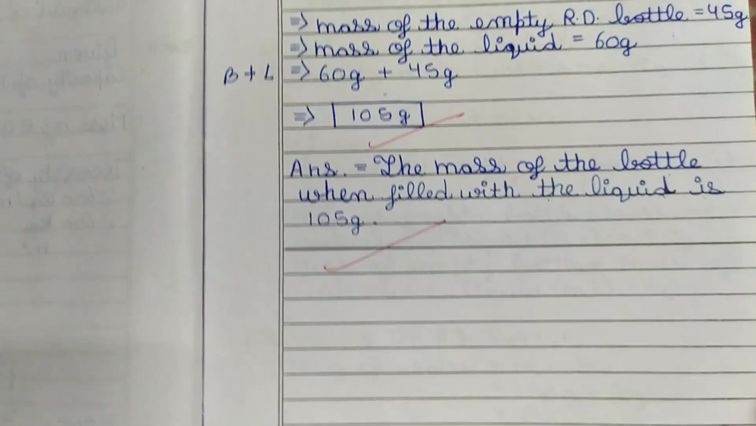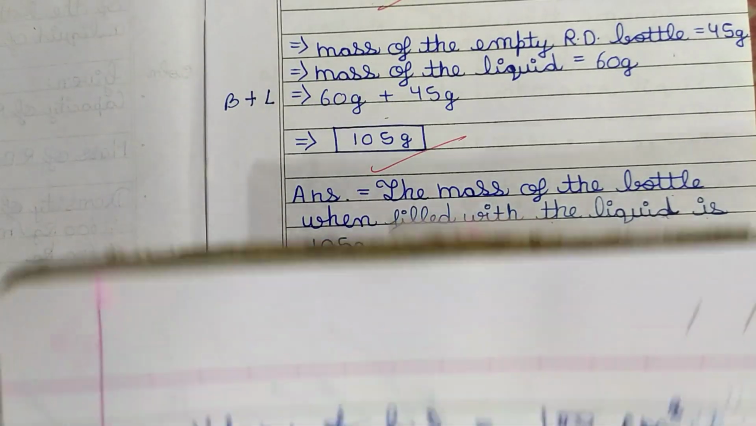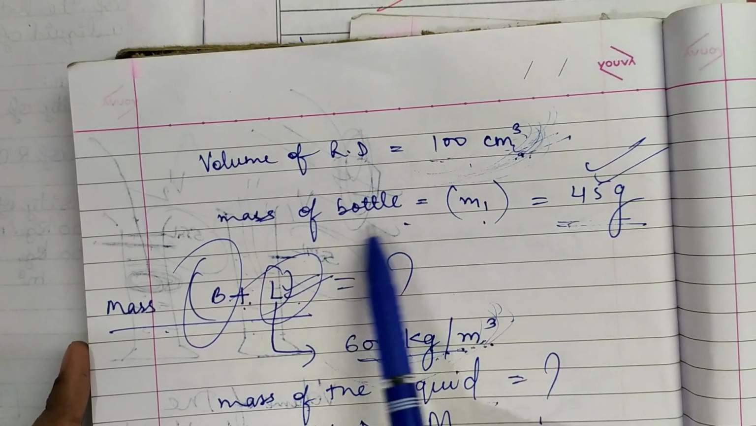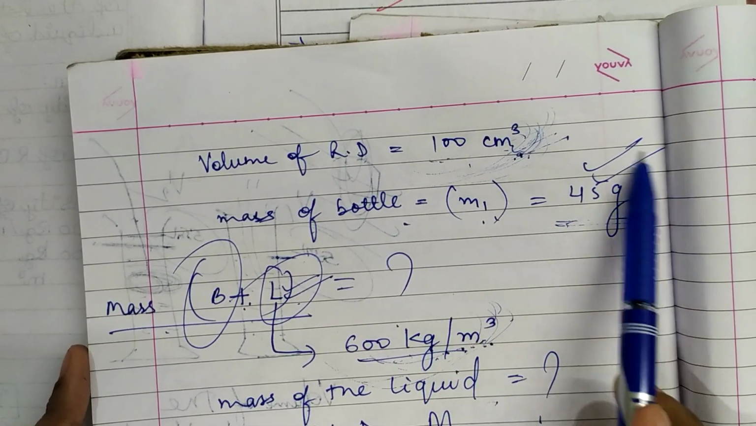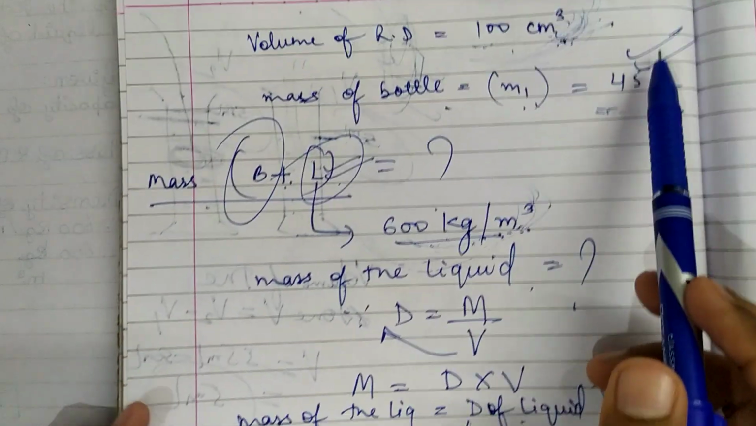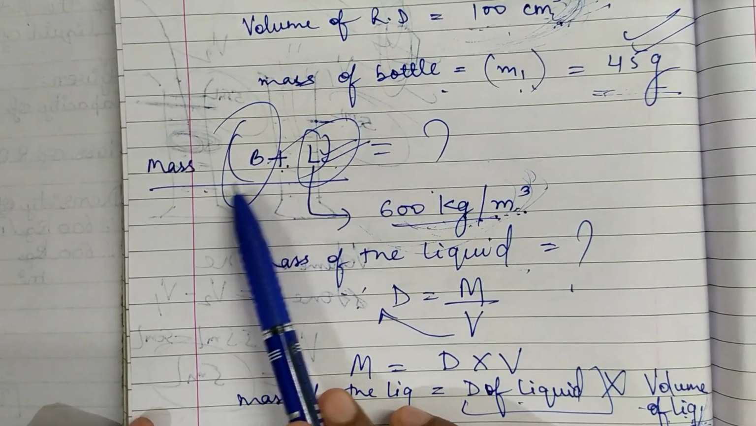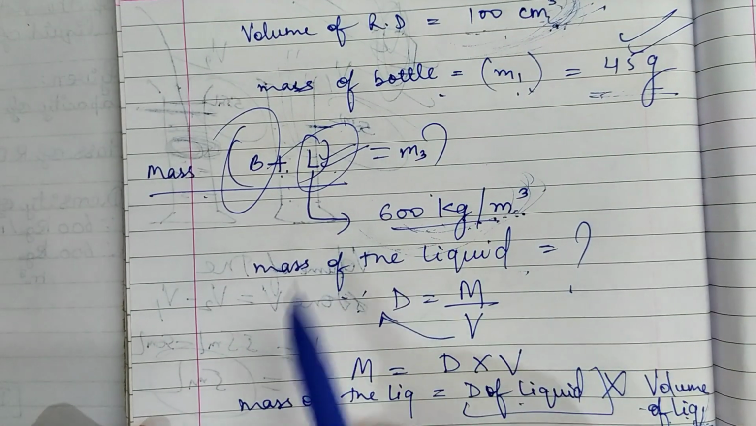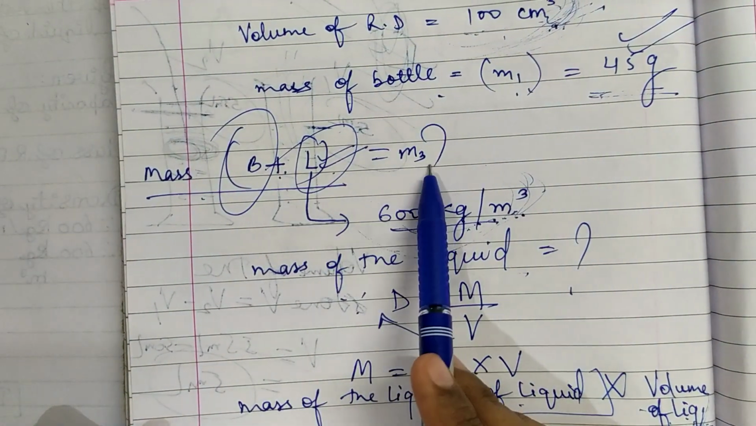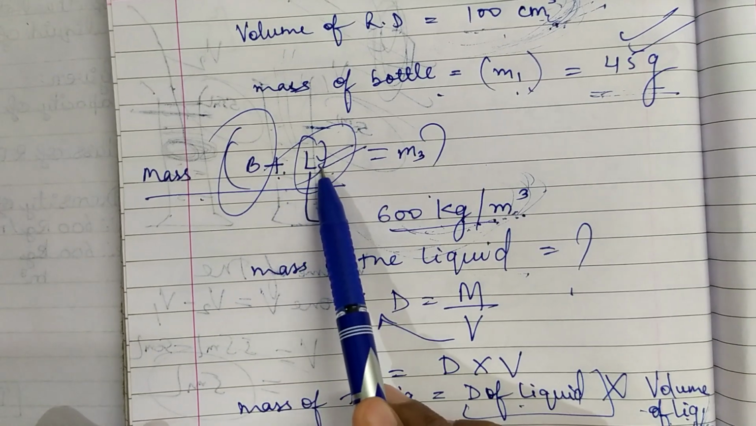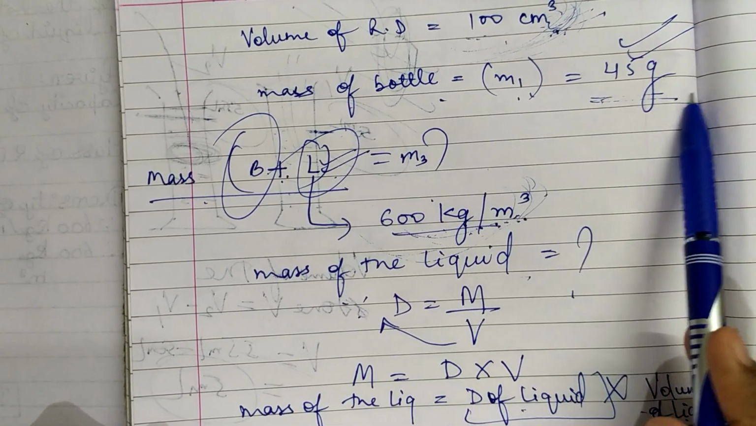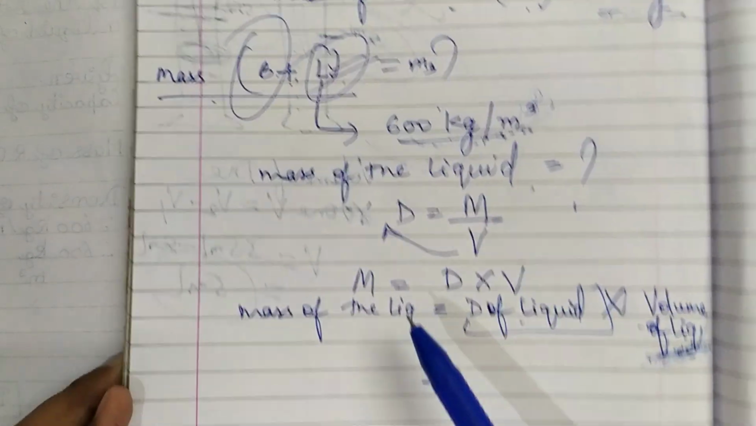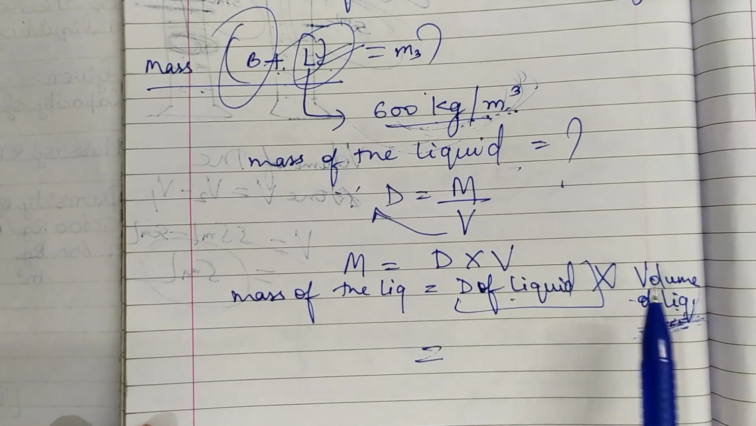In this question, as you know that volume of the RD bottle was given, mass of the empty bottle M1 was given 45 gram. ठीक है, and you need to determine what M3 आपको निकालना था. You know that mass of bottle plus liquid is your M3. So mass of bottle plus liquid निकालना था. Now mass of bottle plus liquid के लिए mass of bottle was given in the question, but mass of liquid was not given. So mass of liquid के लिए you need to determine density of the liquid into volume of the liquid.